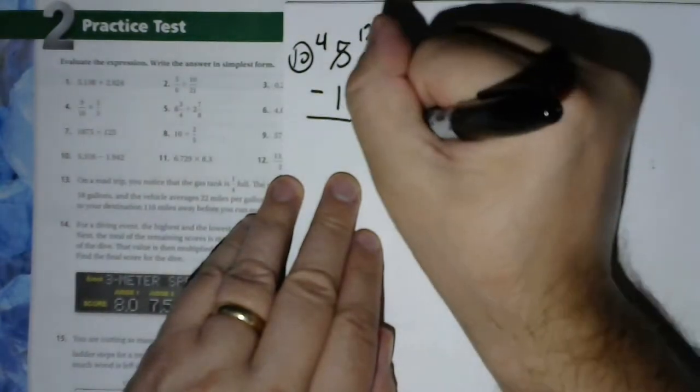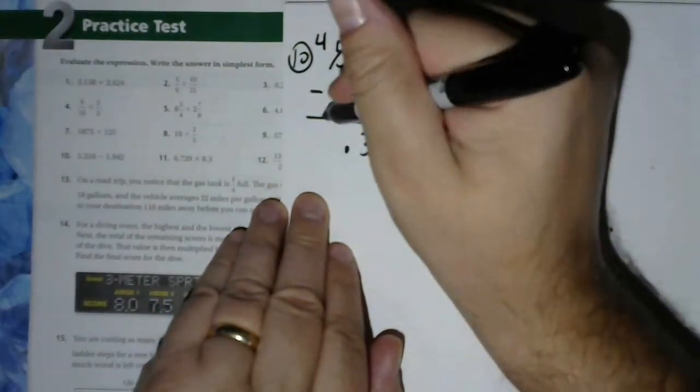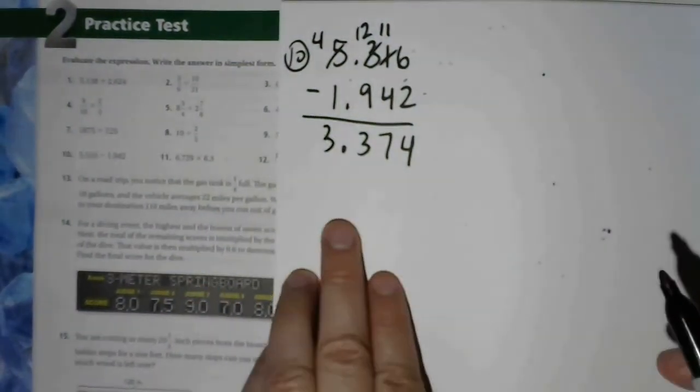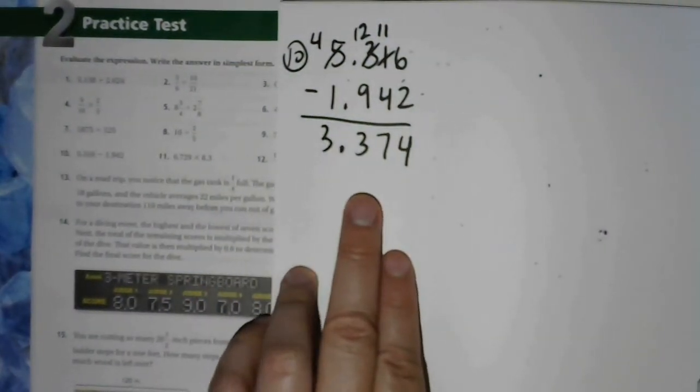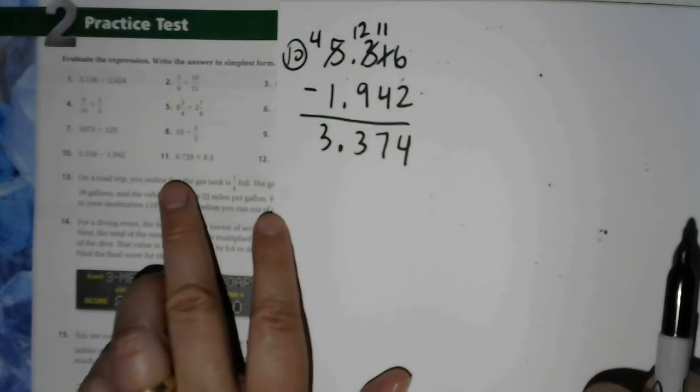12 minus 9 gives me 3. Drop my decimal down. 4 minus 1 is 3. 3 and 374 thousandths. Moving on to number 11.